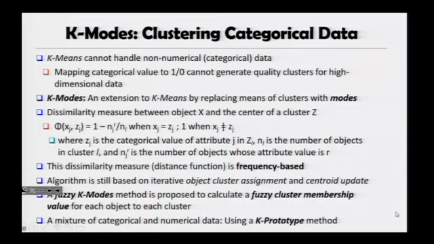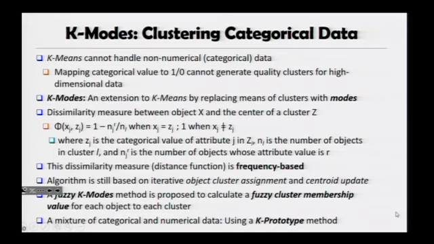It can actually be further extended to have a fuzzy working mode. The fuzzy k-modes method basically says that one object does not have to belong to a single cluster. It can belong to multiple clusters. This is what the fuzzy in the title of the method indicates, and then you can calculate a fuzzy cluster membership for each object.